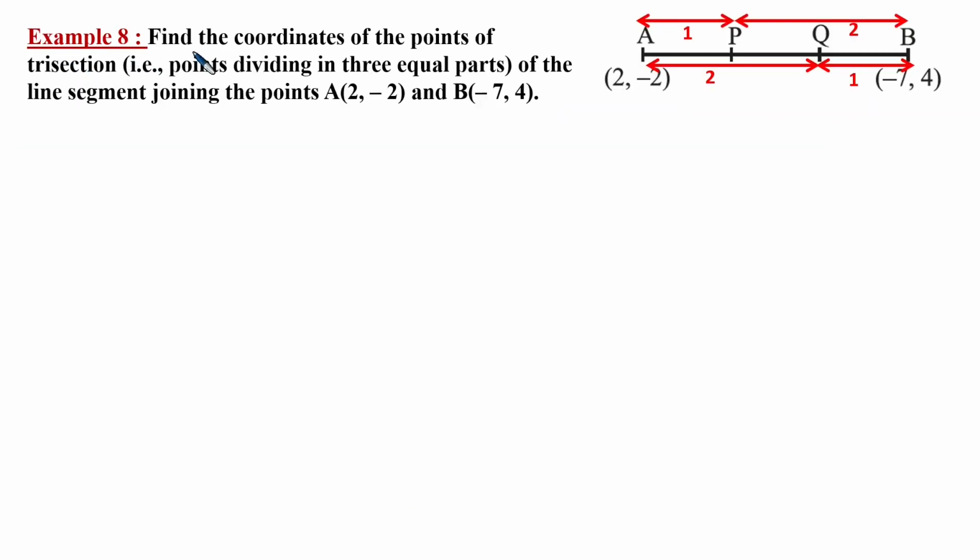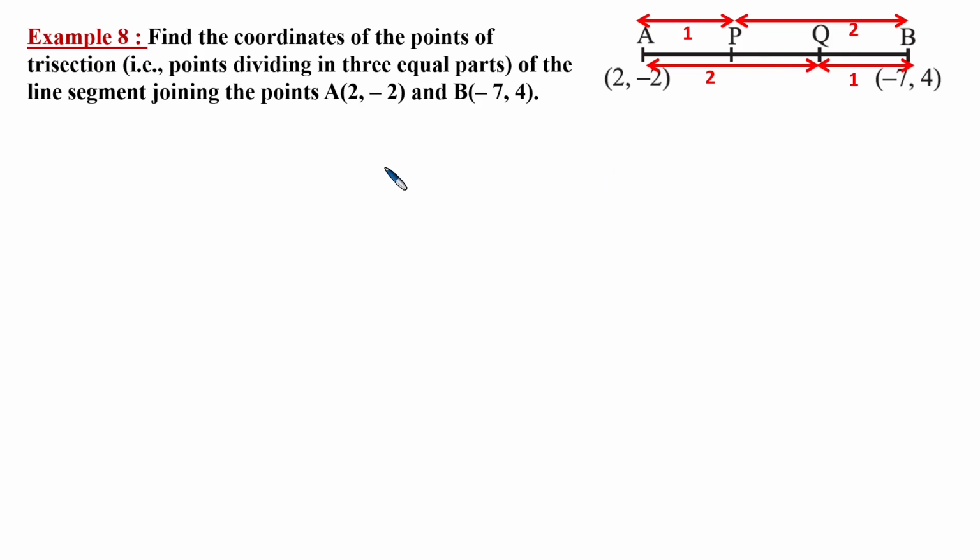Okay, now example 8. Find the coordinates of the points of trisection, that is, the points dividing in 3 equal parts the line segment joining A and B. So this is the line AB and you divide it into 3 equal parts. So this is part 1, this is 2 and this is 3. So I call this point P and this point Q. And we have been asked to find the coordinates of point P and Q.